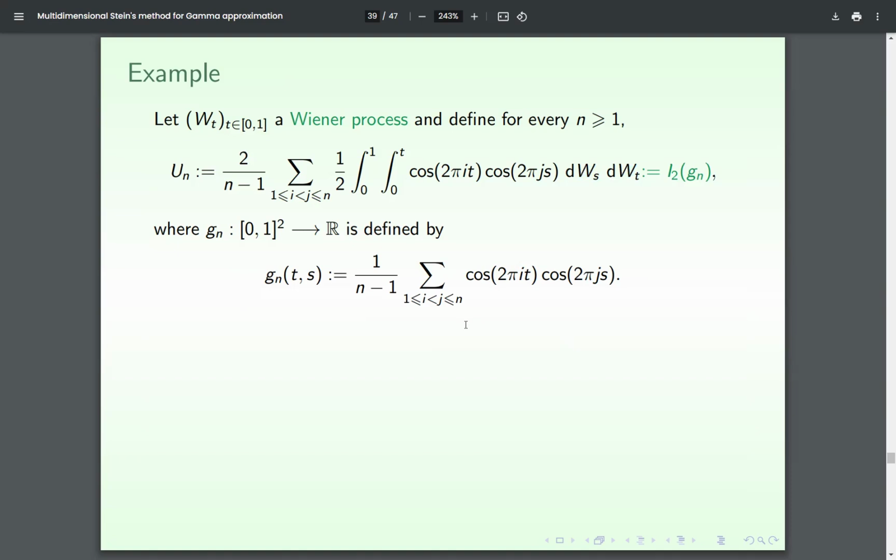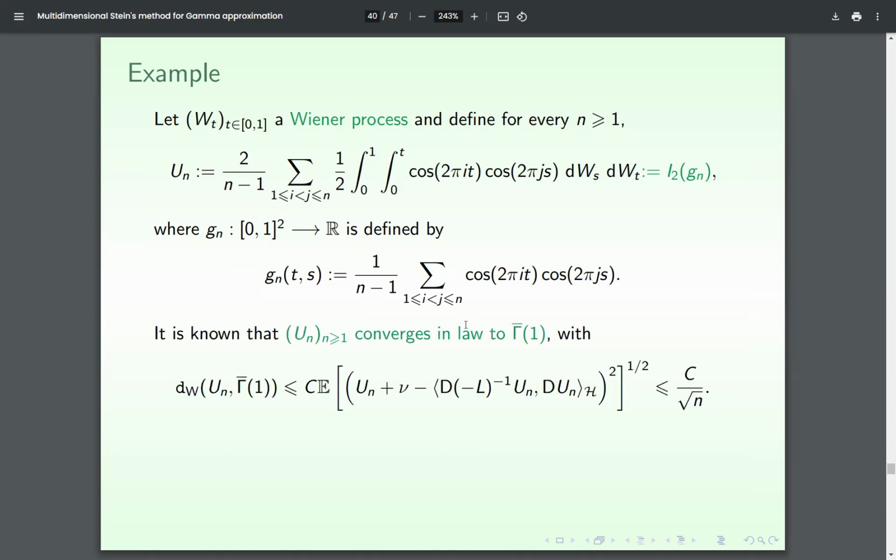Okay, so this is the example. It is known that Un converges to the gamma distribution with factor 1. And even better, we have an estimation of the Wasserstein distance between Un and the gamma distribution, which is given by a constant over square root of n.